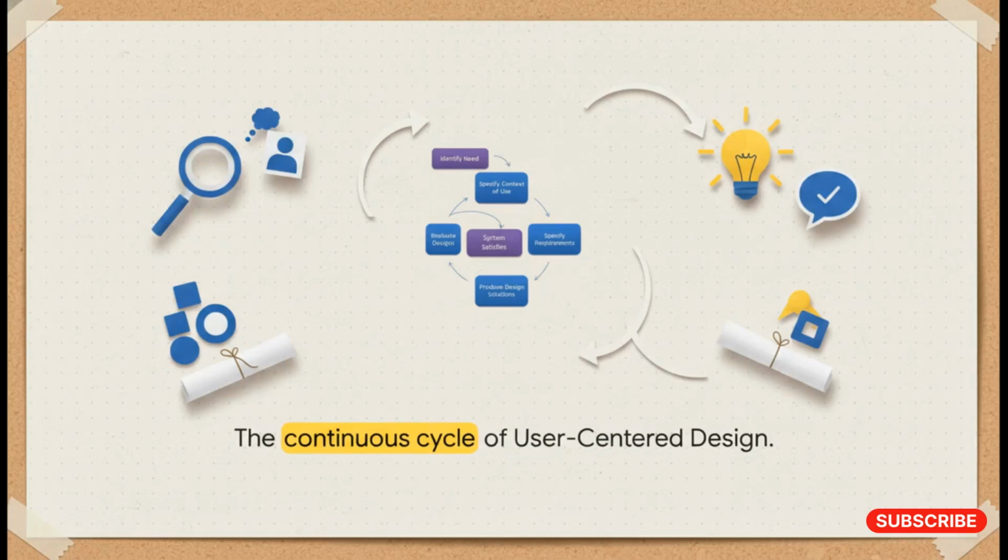And this brilliantly illustrates how this mindset operates as a continuous loop. Look at how the steps feed right back into one another. We start by identifying a need, sure, but the process does not end when the code ships. We specify the context of use, detail the core requirements, build the design solutions, and then, this is key, we rigorously evaluate those designs against actual human behavior.